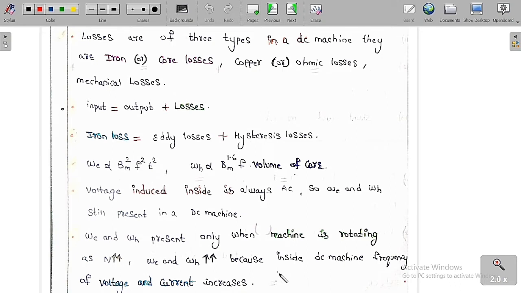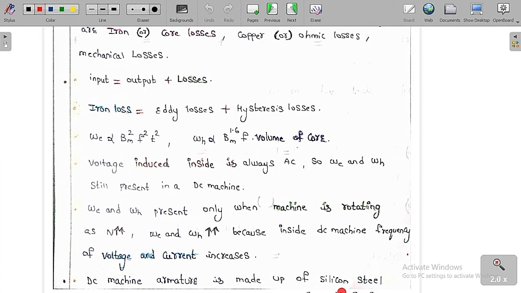In a DC machine, if you increase the speed, the frequency of the current also increases. Again, the hysteresis and the eddy current loss will increase. Finally, whenever the speed is equal to 0, eddy current loss and hysteresis loss are 0 in the rotating machine. If the speed increases, then definitely the current frequency increases in the armature winding, so the hysteresis and the eddy current losses also increase.